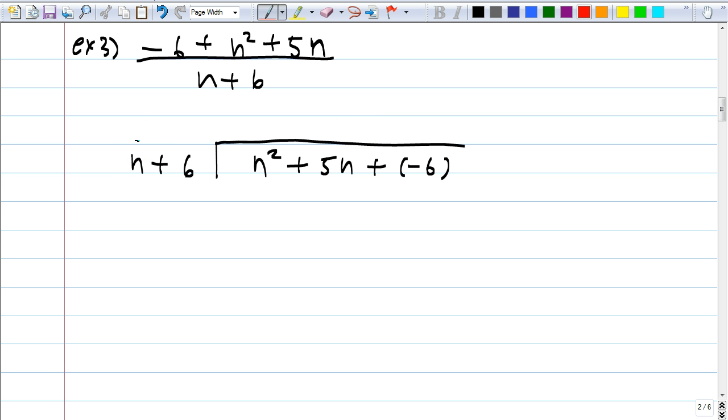Very good. So now I'm going to look at n and n squared. Really, that's what I'm looking for. So what do I need to multiply n by so that I get n squared, so that I cancel out that first term? n. So I'm going to write n up here. Is that okay? Then I get, of course, n squared plus, what is n plus 6 times n? n squared plus 6n. And what am I going to do with this from the top? Subtract. So I'm going to put the whole parentheses here. I'm going to be subtracting this.